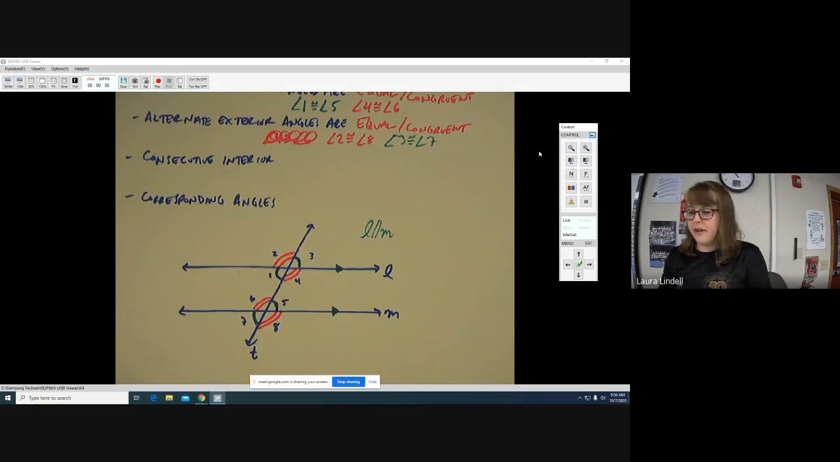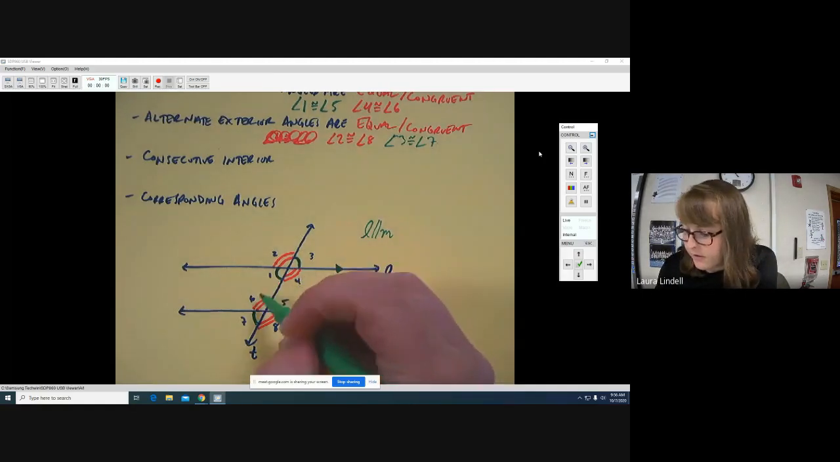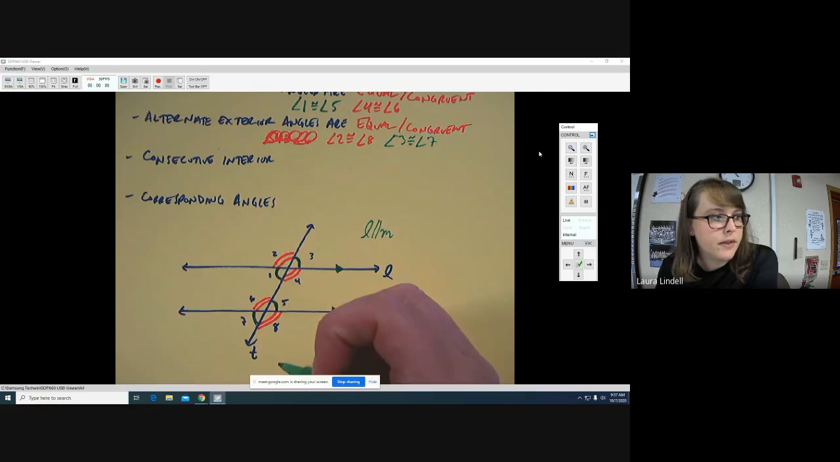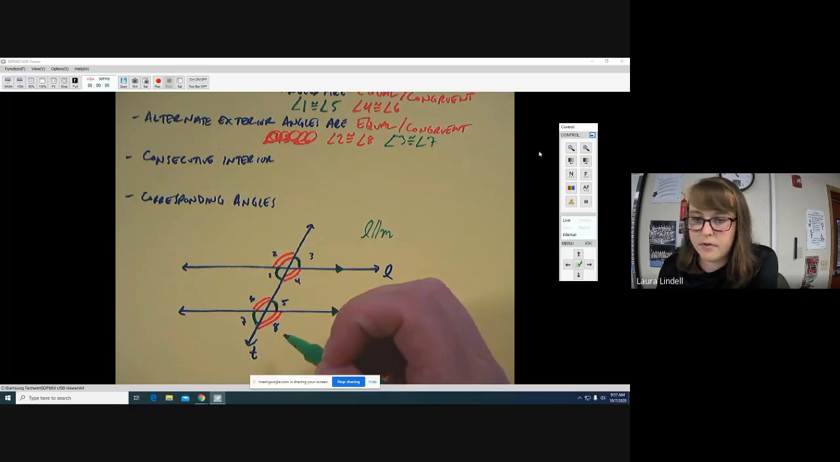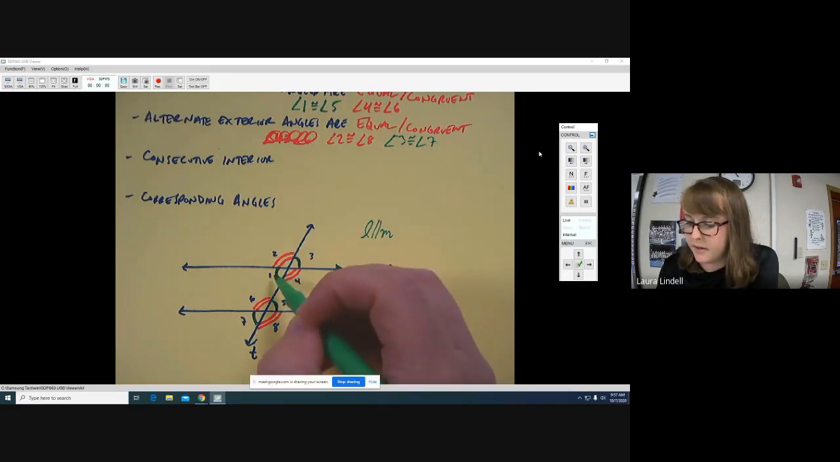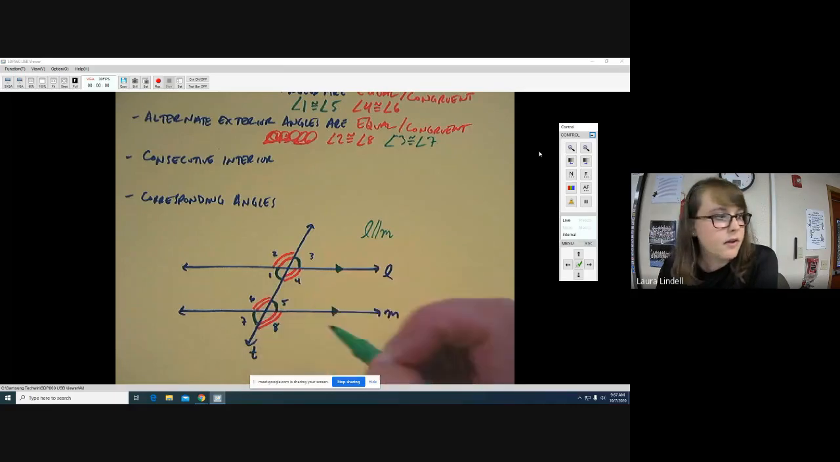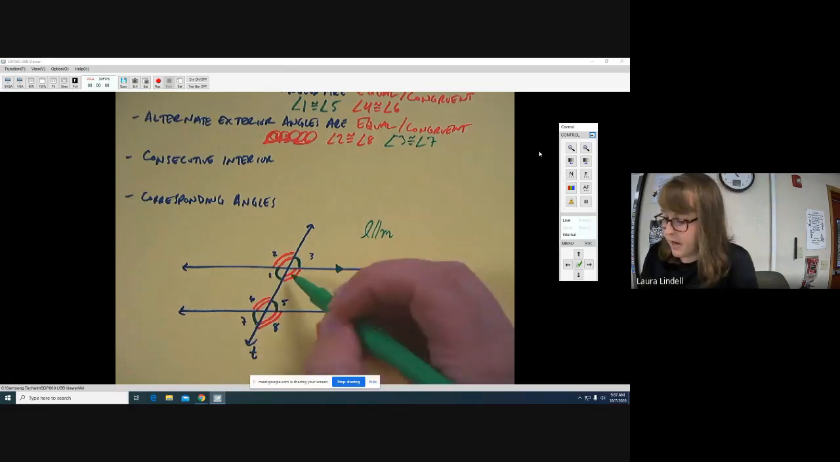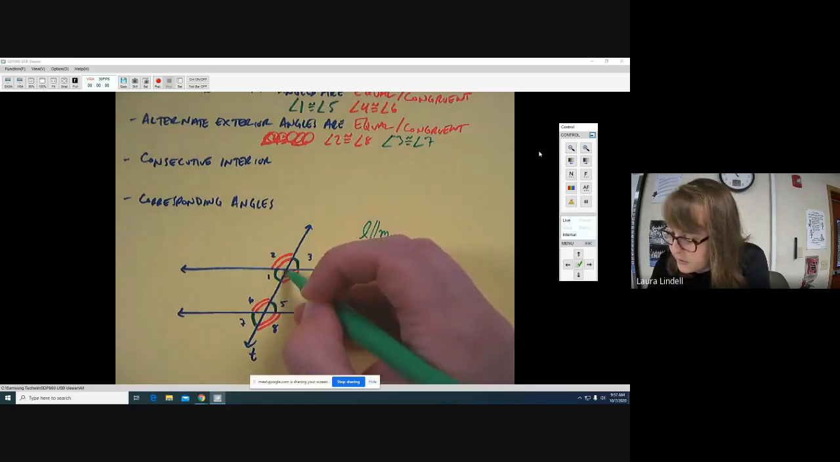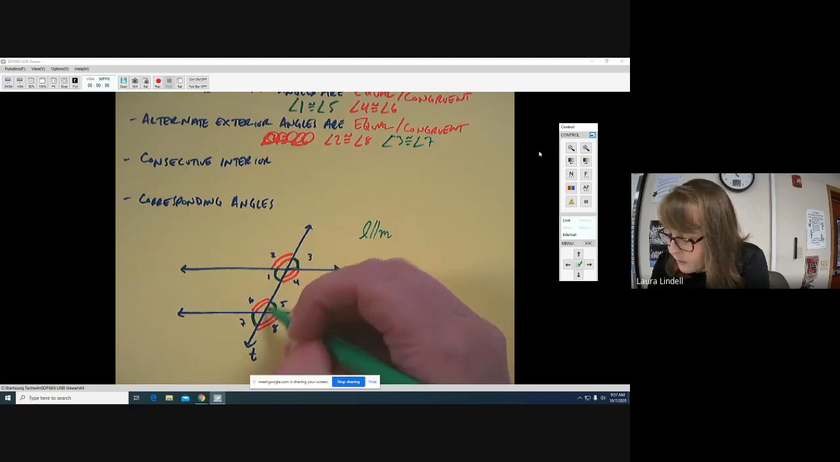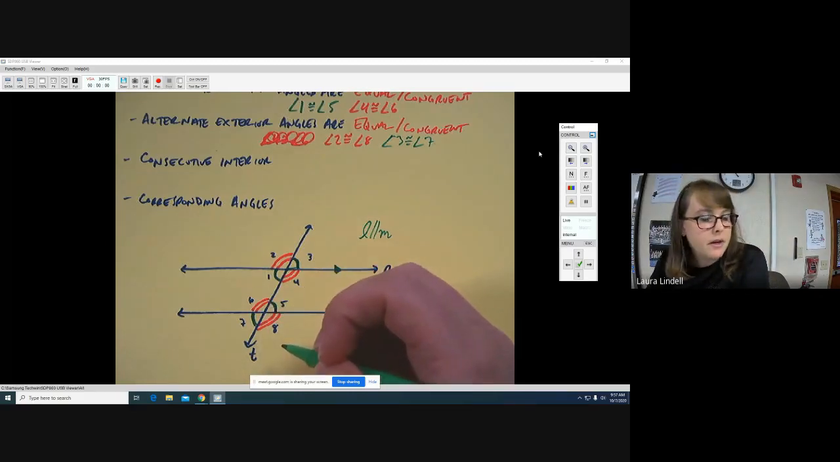So looking at consecutive interiors now, though. Consecutive interior would be like 4 and 5 or 1 and 6, right? What do we think? Are consecutive interiors going to be equal to each other? Is that possible given this picture? 4 and 5, 2 and 6. What do we think? Or 1 and 6, I mean. No, those aren't going to be equal, right? Because they've got different markings on them. And if you look at them too, just by looks, angle 4 is obtuse. Angle 5 is acute. So no, they're not going to be equal. They're not going to be congruent.